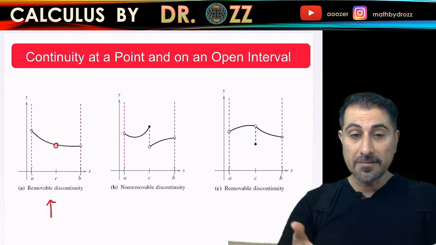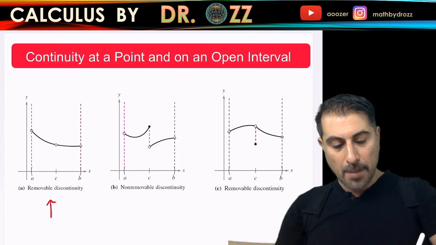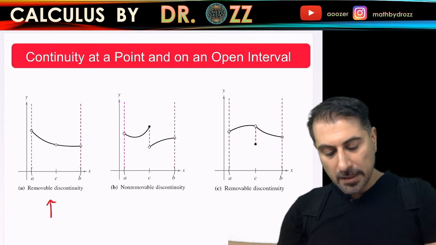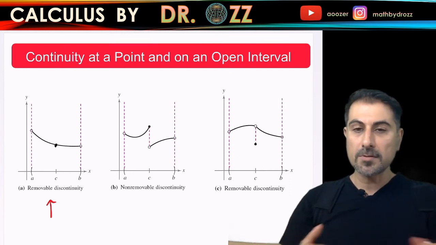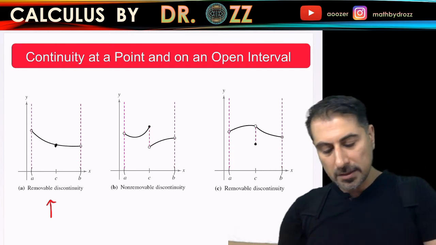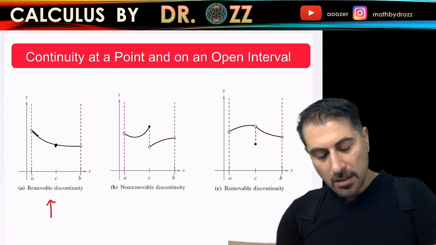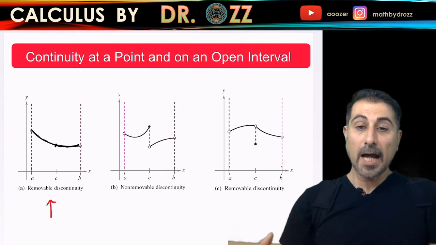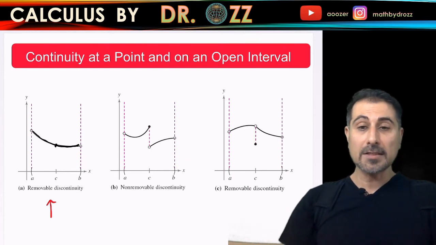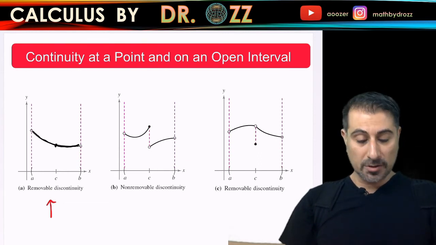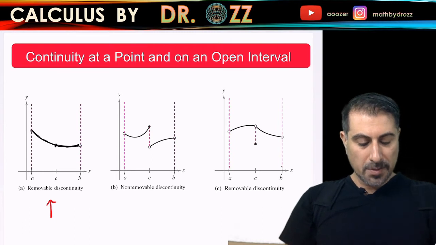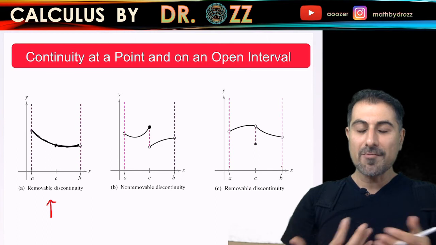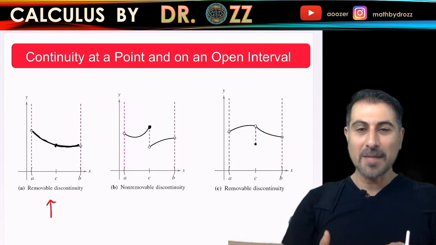Okay, so I'm going to redefine this function by filling this hole up. So this is a brand new function, and it's a continuous graph from a to b, and now this function is continuous. So for that reason, f has a removable discontinuity at x equals c. Okay. For part b, well, f is defined at c, but I cannot redefine this function to make it continuous.